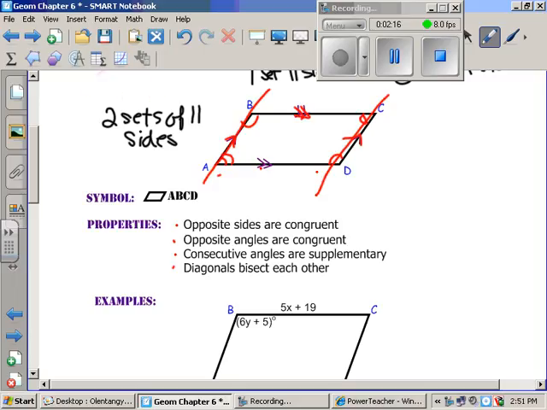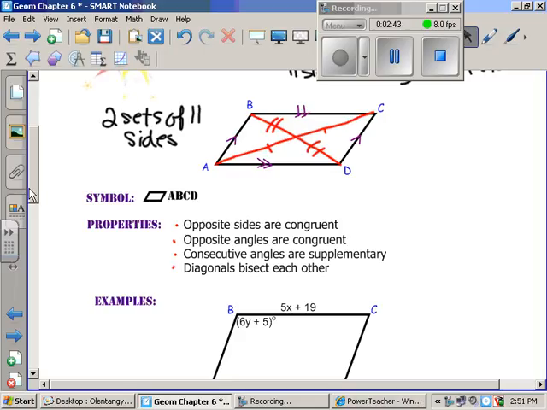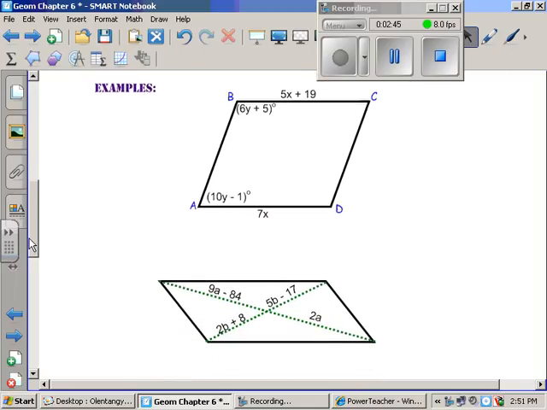And lastly, the diagonals, this is one that you can't get from other things we've learned, but the diagonals of a parallelogram bisect each other. So if I draw in the two diagonals, these two pieces are equal, these two pieces are equal. Right? All right, and we can use that to solve equations.